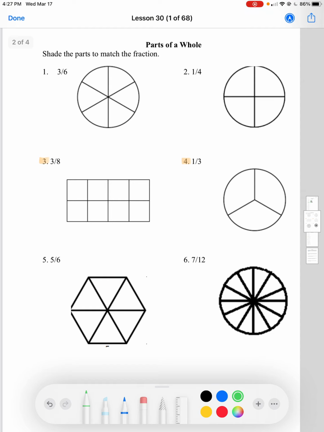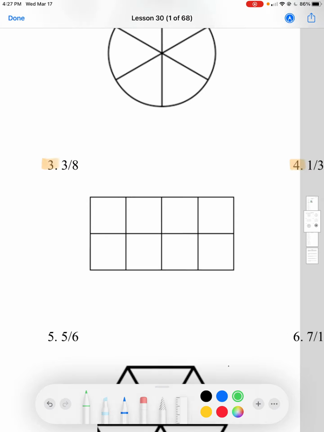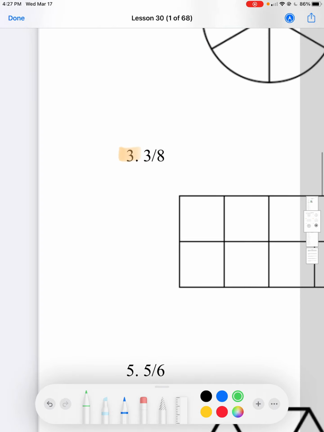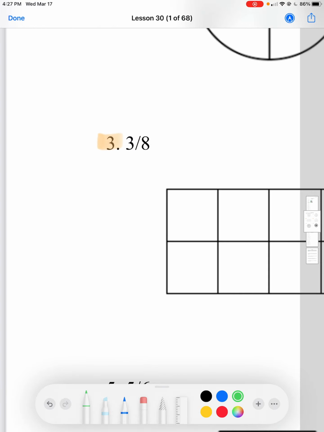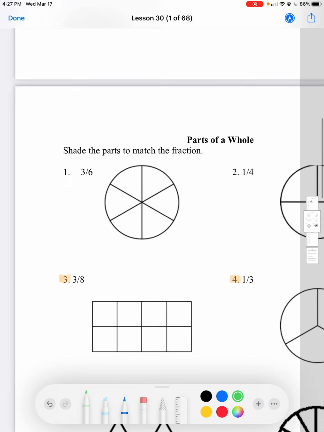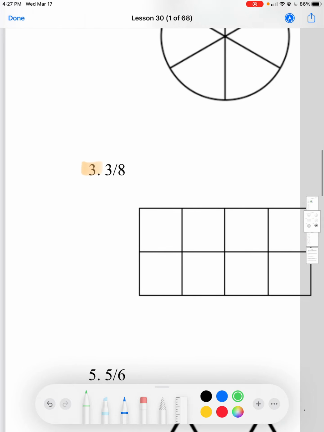Now let's move on to parts of a whole. Let's look at number 3. We have 3 over 8. So this is the fraction, the number that they're giving us with the parts of the whole. So let's rewrite it this way. 3 over 8.